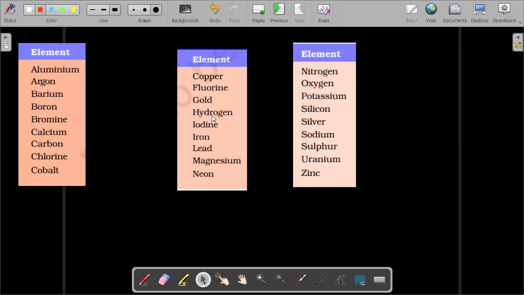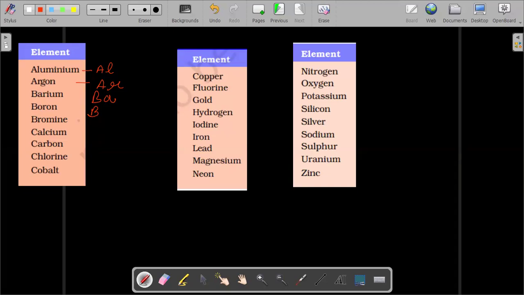Done, sir. Okay, so I think it will be difficult for me to check everyone's, so you should just check yours. I'm writing here the correct symbols, right? Aluminium is Al, argon is Ar, barium is Ba, boron is B. Just check that your r is written in small letter, your l is written in small letter, your a is written in small letter here. The first letter should be capital for all of them.